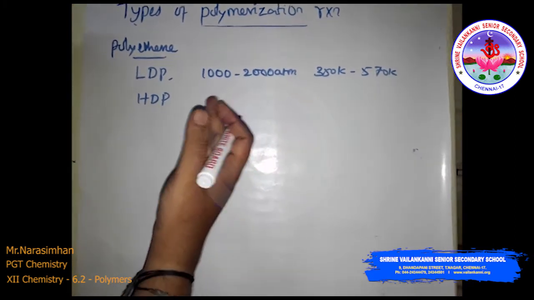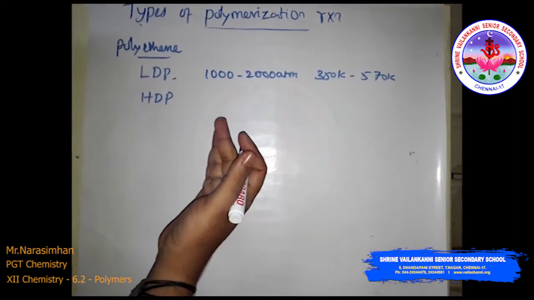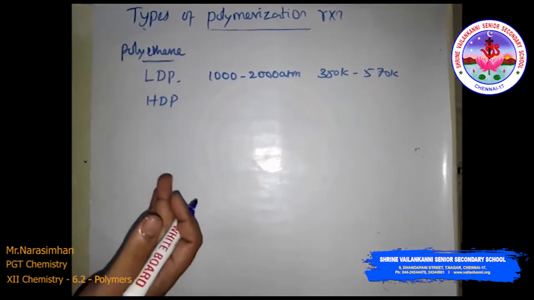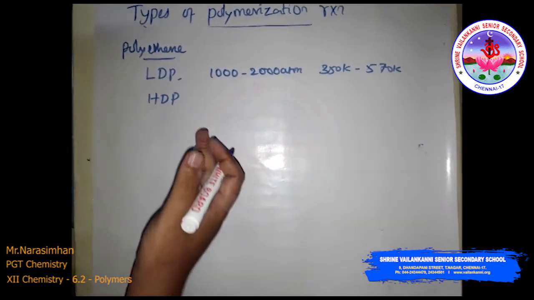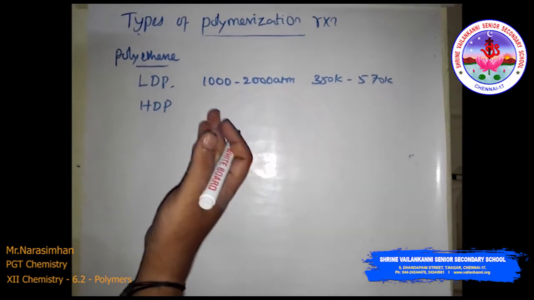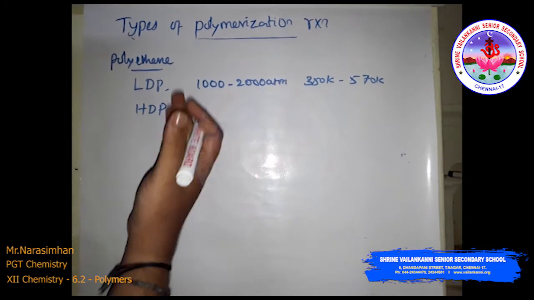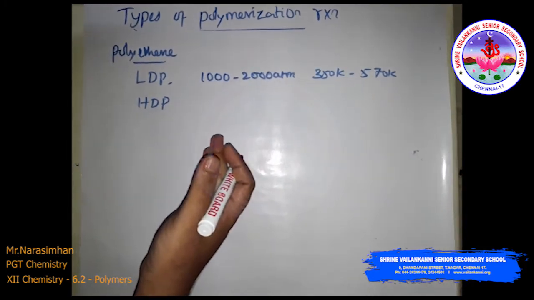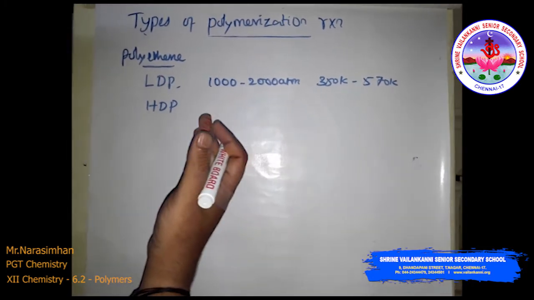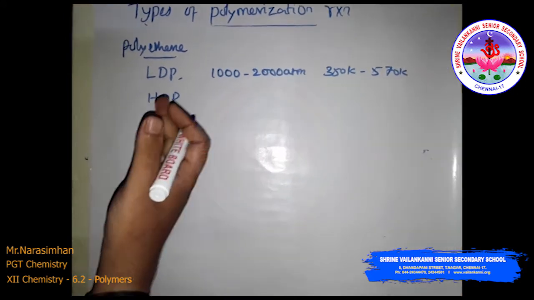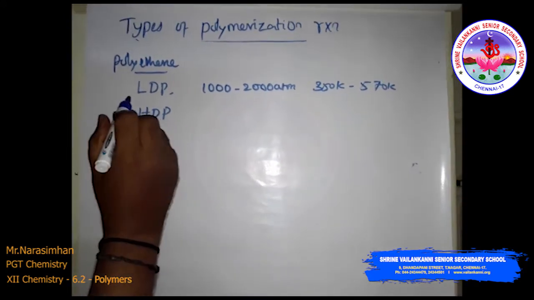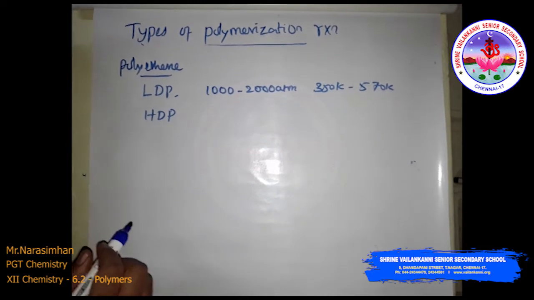Okay, the low density polyethylene is chemically inert, tough but flexible, and a poor conductor of electricity. So hence it is used in insulation of electrical wire, then in manufacture of squeeze bottles, toys and flexible pipes, like this. So these are called low density polyethylene.